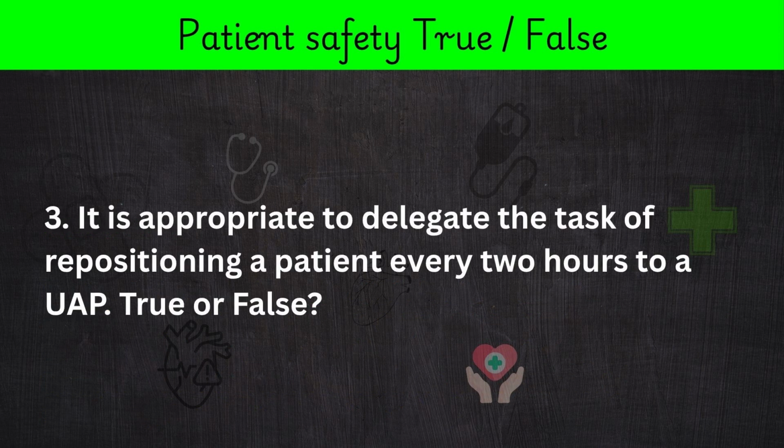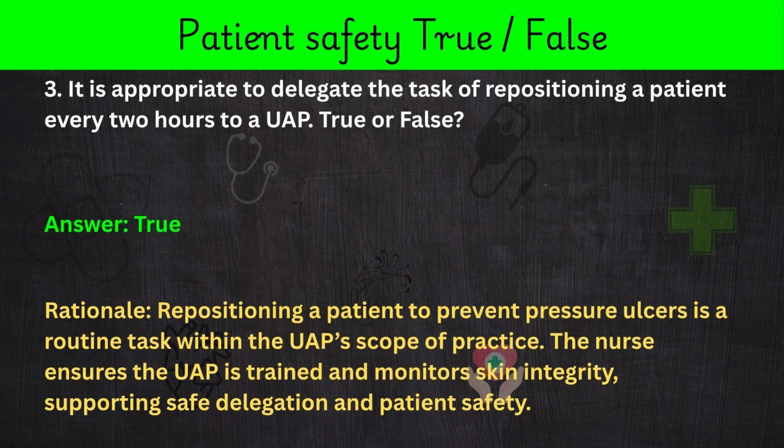3. It is appropriate to delegate the task of repositioning a patient every 2 hours to a UAP. True or false? Answer: true. Rationale: Repositioning a patient to prevent pressure ulcers is a routine task within the UAP scope of practice. The nurse ensures the UAP is trained and monitors skin integrity, supporting safe delegation and patient safety.